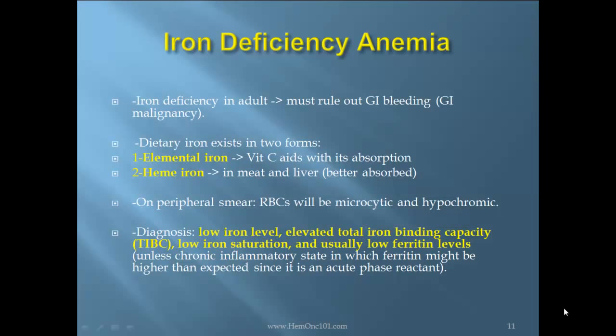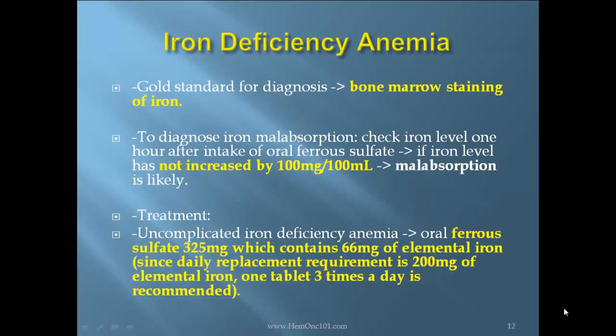Dietary iron exists in two forms, either elemental iron, where vitamin C aids with absorption, or heme iron in meat and liver, which is better absorbed. On peripheral smear, RBCs will appear microcytic and hypochromic. Diagnosis will be low iron level, elevated TIBC, low iron saturation, and usually low ferritin levels, unless in a chronic inflammatory state in which ferritin might be slightly higher than expected since it's an acute phase reactant.